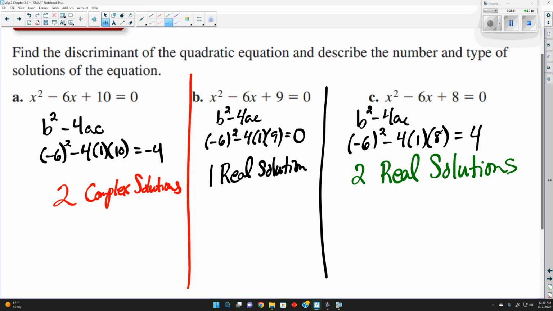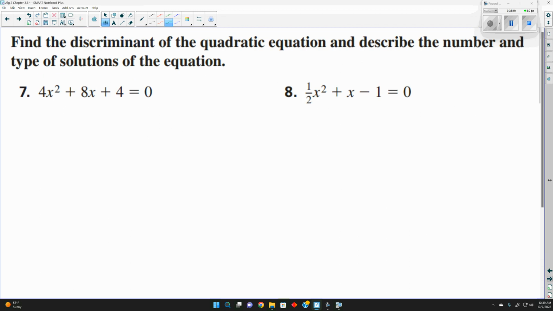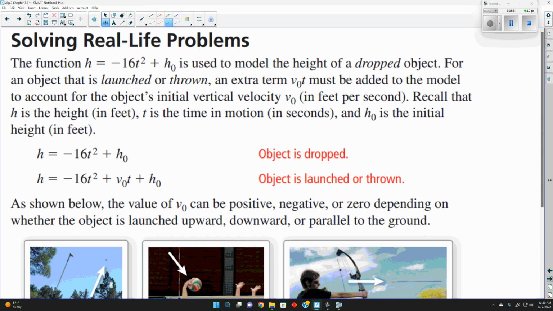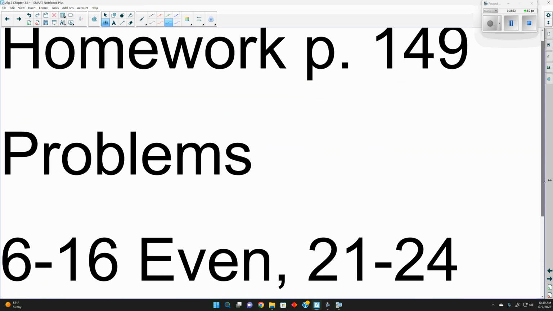Questions on any of this here? Questions on any of this here so far? And really, that's it. So we good on finding the discriminant and the number and type of solutions? Yeah, we're not sure. And that is it. That is it for this here.